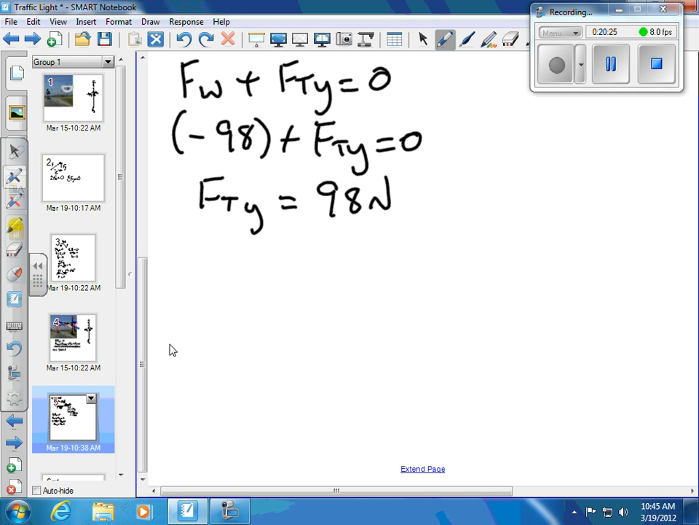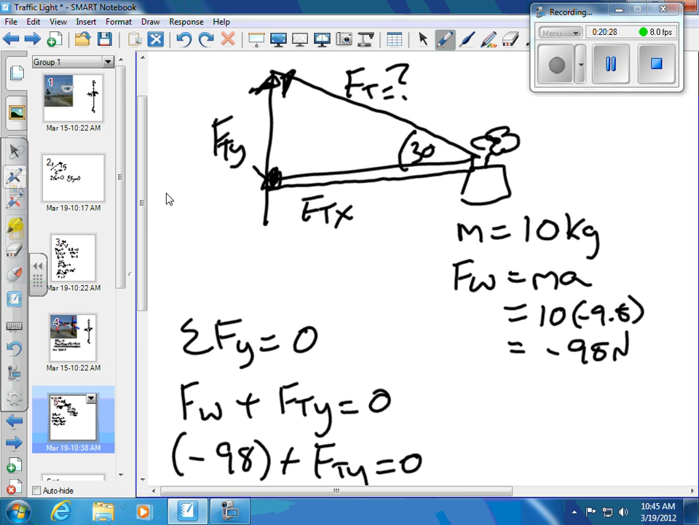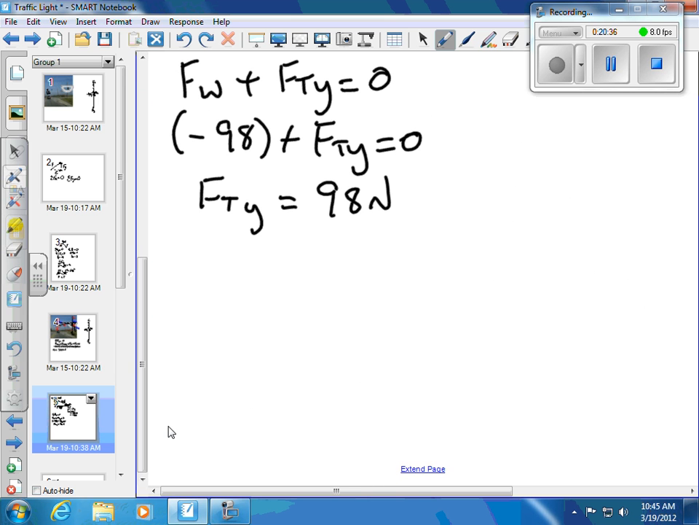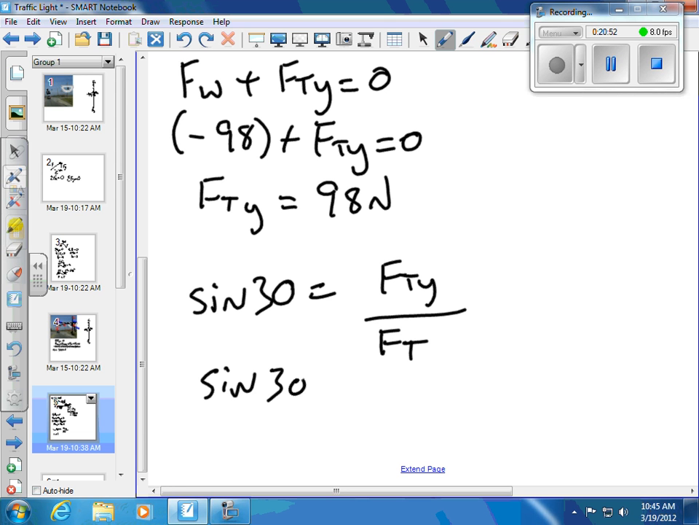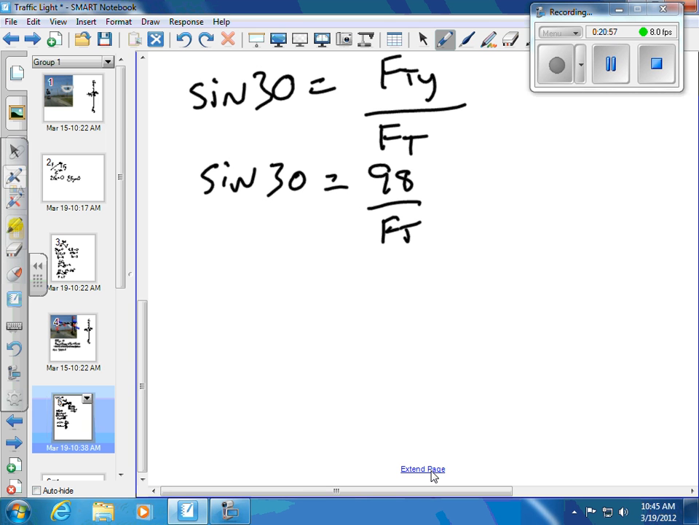Okay, so we have this one and we're searching for that one. So opposite over hypotenuse, that's sine. Sine of 30 equals FTY over FT. Sine of 30 equals 98 over FT. So FT is 98 over sine 30.